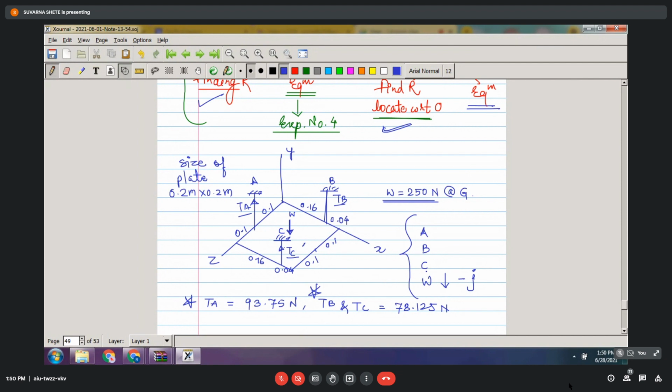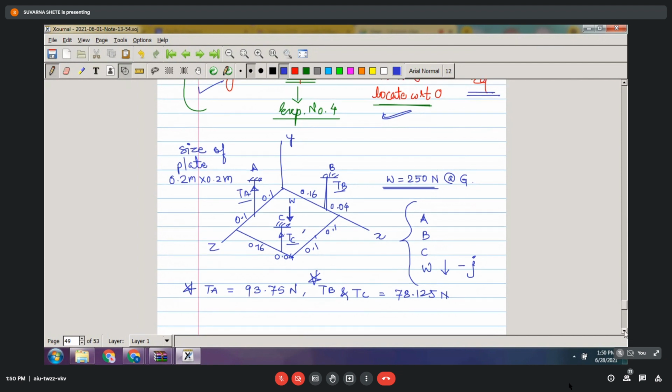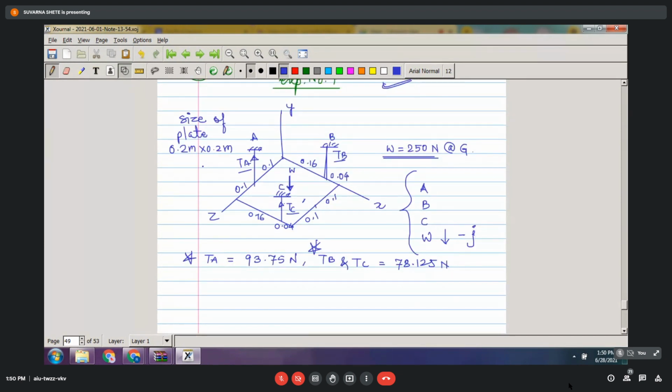Here you will get 3 equations. 3 unknowns are there: tension TA is unknown, TB is unknown, and TC is unknown. The first equation will be by considering summation Fy, that is TA plus TB plus TC minus W is equal to 0. So W goes to the right hand side. It will be equation number 1.